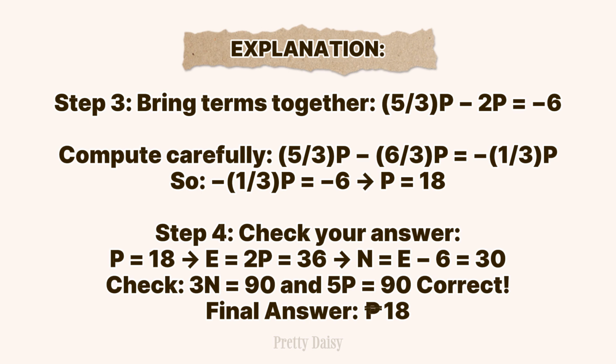Step 4. Check the answer. If p equals 18, then e equals 2p, which is 30-6. N equals e minus 6, which is 30. Check. 3n equals 90, and 5p equals 90. Correct. Final answer. 1 pen costs 18 pesos.